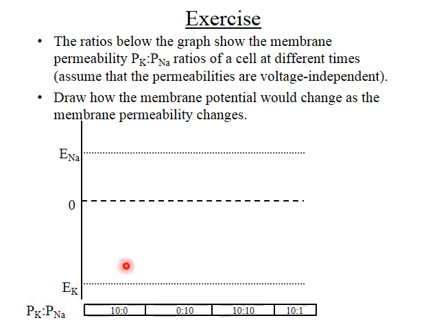On the graph, we see the voltage, which will be plotted as a function of time, and indicated is the potassium equilibrium potential here, EK, and the sodium equilibrium potential up here. And what I'd like you to consider is what the membrane potential would be if the permeability ratio of potassium to sodium were 10 to 0, 0 to 10, equal at 10 to 10, or if the permeability ratio were 10 potassiums to a single sodium.